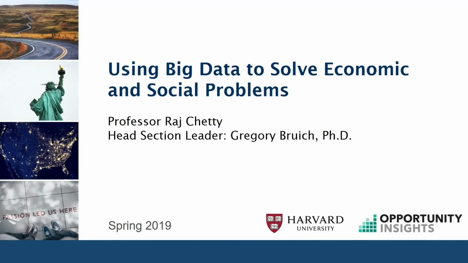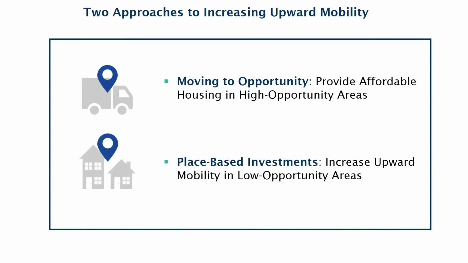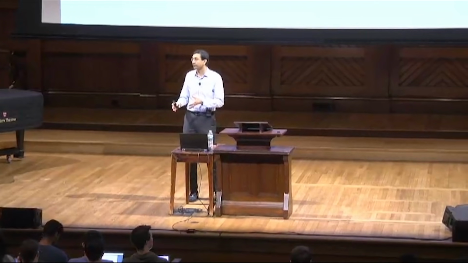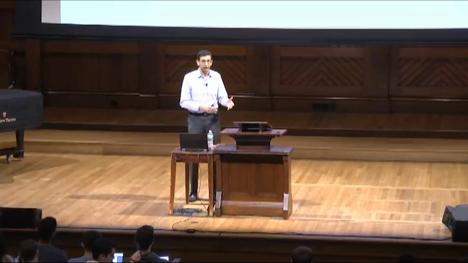All right, so to remind you where we left off at the end of last week, we talked about two different approaches to increasing upward mobility. One is a moving to opportunity approach, in light of the fact that we see these very sharp differences across local neighborhoods in kids' chances of doing well.